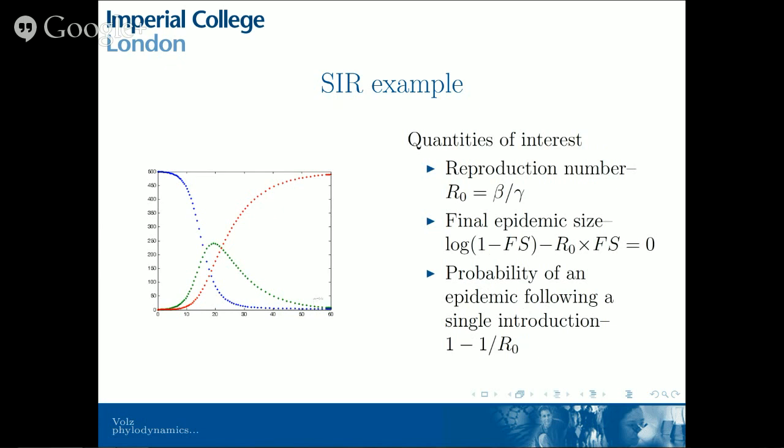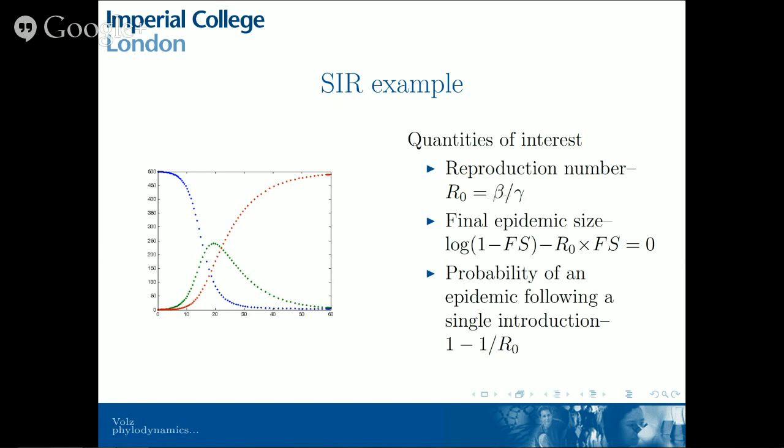And when epidemiologists work with these models, they're usually interested in calculating a few summary statistics. These statistics are sort of useful for characterizing an epidemic. So the first, of course, is the reproduction number. This is usually defined as the expected number of transmissions made by a single infected individual if introduced into an otherwise susceptible population. And for the Kermack-McKendrick model, that's just the transmission rate over the recovery rate.